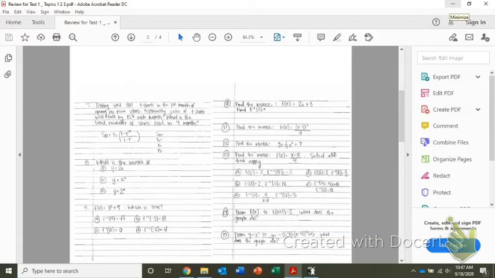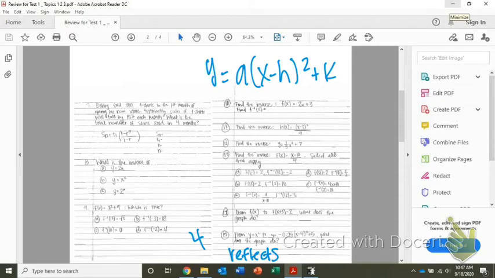Number 15. From x squared to y equals negative 0.75 times x minus 4 squared plus 5. What does the graph do? So, this is what we started with. Okay, this is our original parent function for a transformation graph. This graph is doing 4 things. We're going to start left to right. So, since there's a negative, that means it reflects over the x-axis.